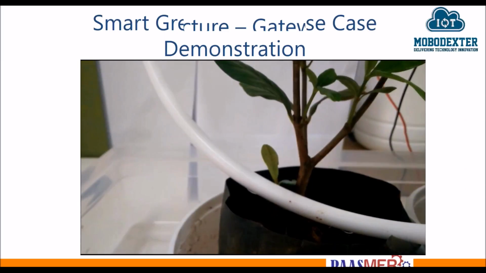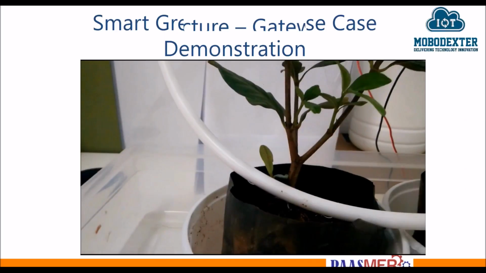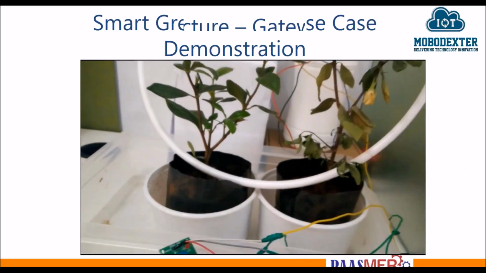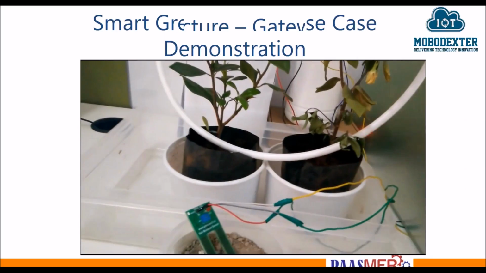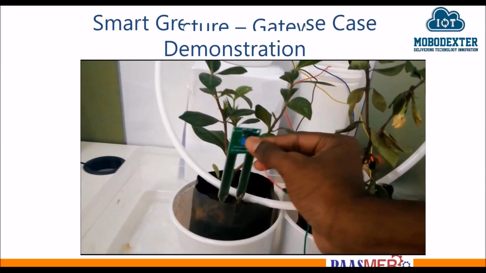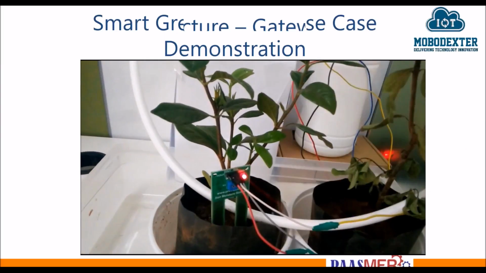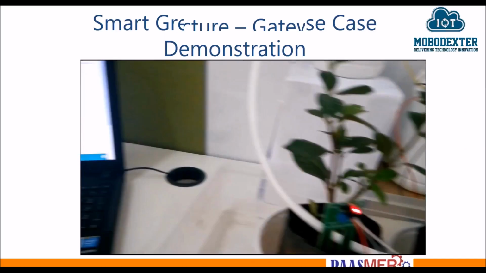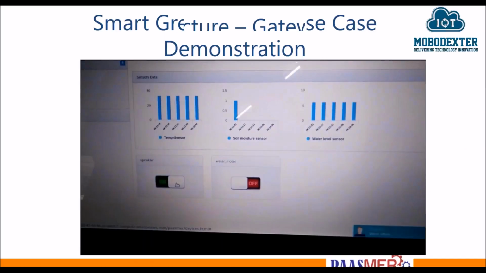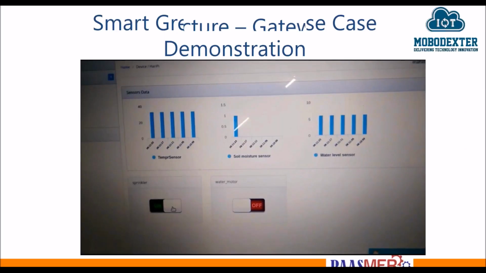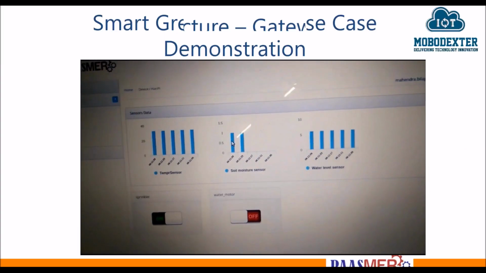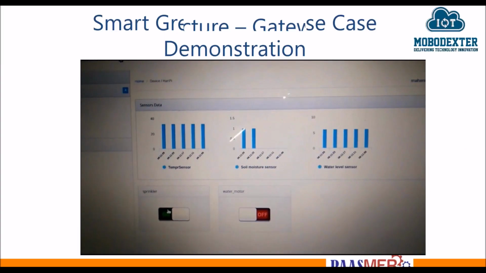Now I'm going to show you how the soil moisture sensor shows you the data when it is in wet soil, and I'm going to move this sensor to wet soil for the demo purpose, and then this should show the actual value as 1 in the Paasmer platform. You can see now the value is changed in the platform. So using this, we can actually control the actuators.